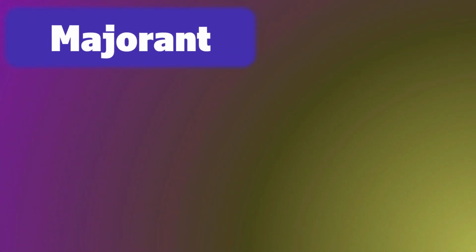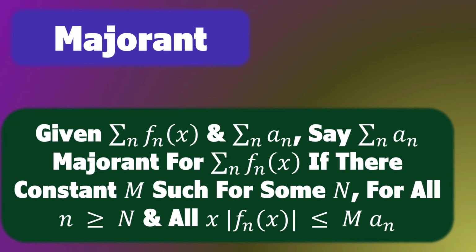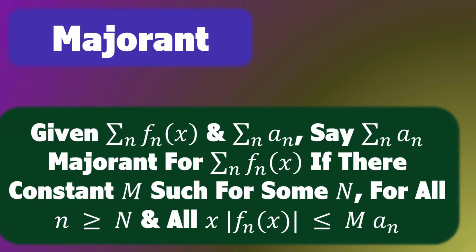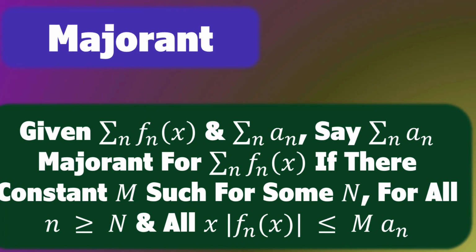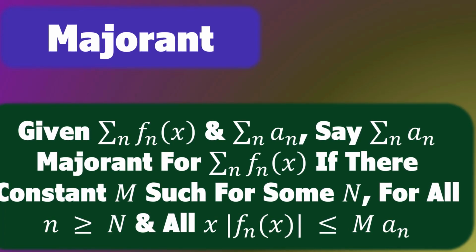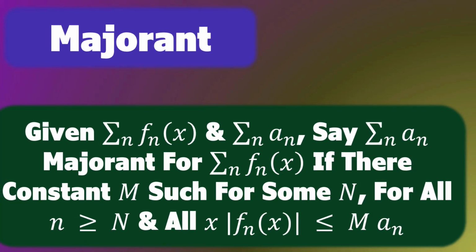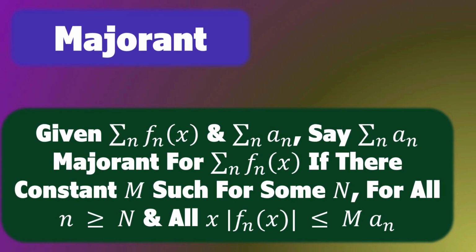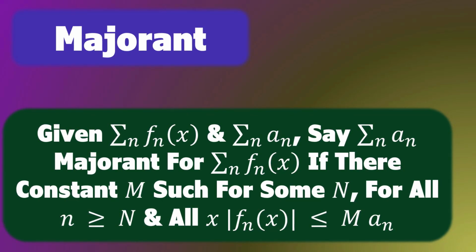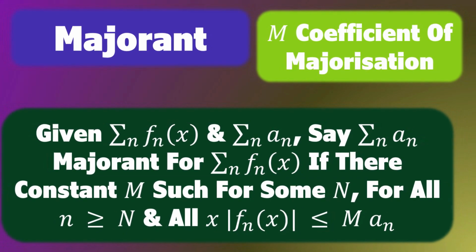Now let's define the majorant. Given a series, the sum over all n of f sub n of x of functions, and a series, the sum over all n of a sub n of positive real numbers, we say that the sum over all n of a sub n is a majorant for the sum over all n of f sub n of x if there is a constant M such that for some capital N we have that for all n greater than or equal to N and all x we have that the modulus of f sub n of x is less than capital M times a sub n. We say that capital M is a coefficient of majorization.